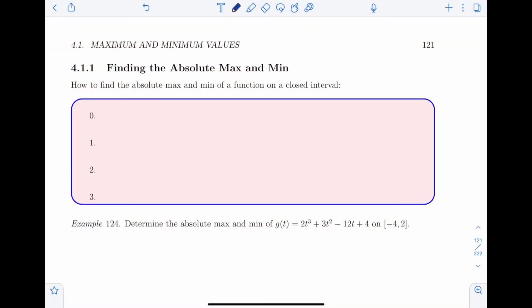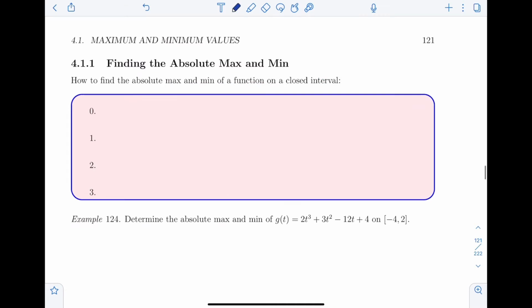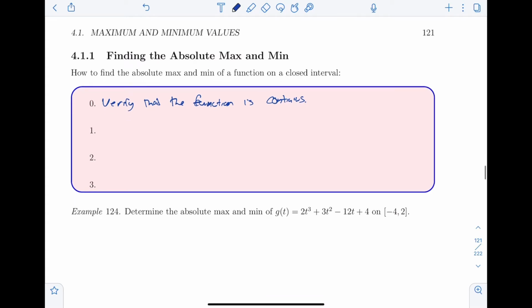So in this section, we're going to talk about finding the absolute max and min of a function on a closed interval. Okay, so if I have a continuous function on a closed interval, here is what you do. First, just verify that the function is continuous. And just to make sure that you know what's going on there, that you're actually doing the part that this process applies to. Okay. After that, step one: find the critical points.